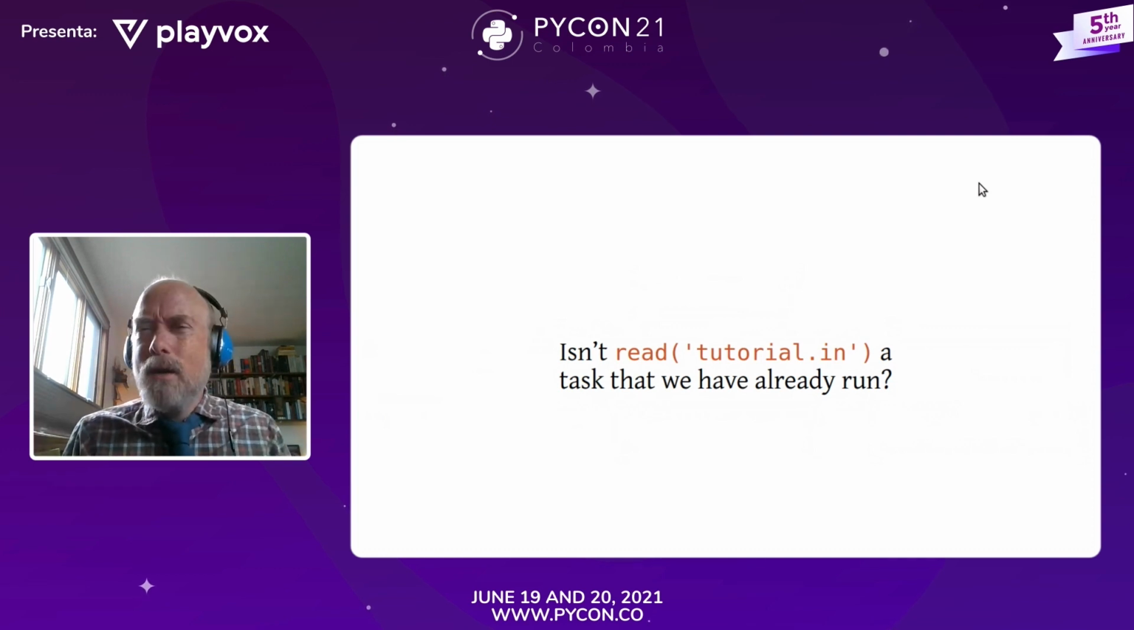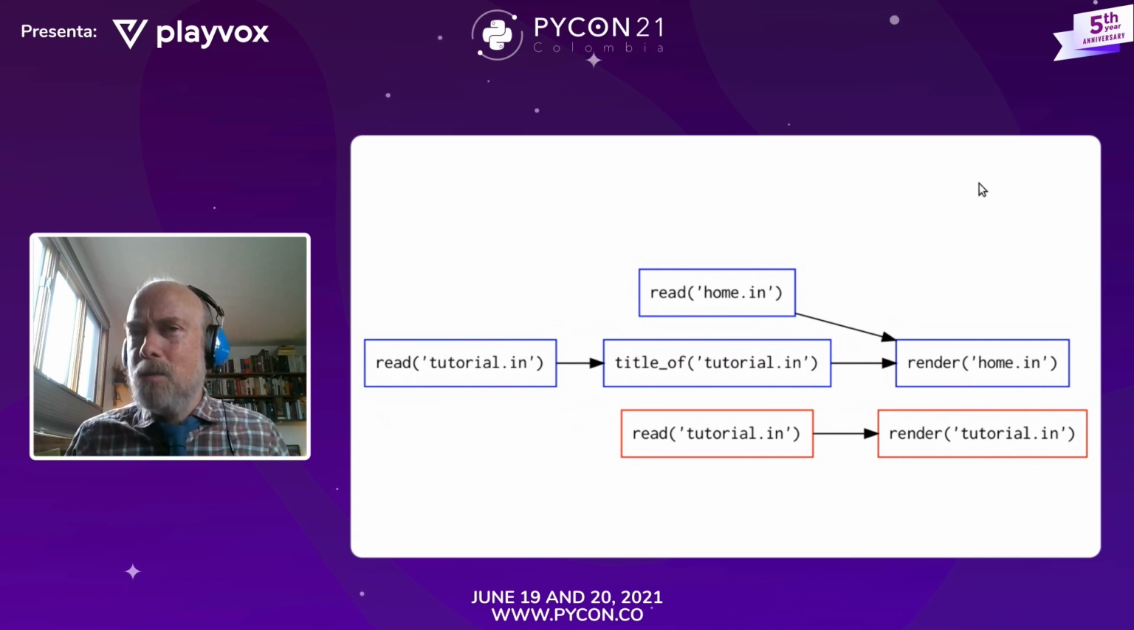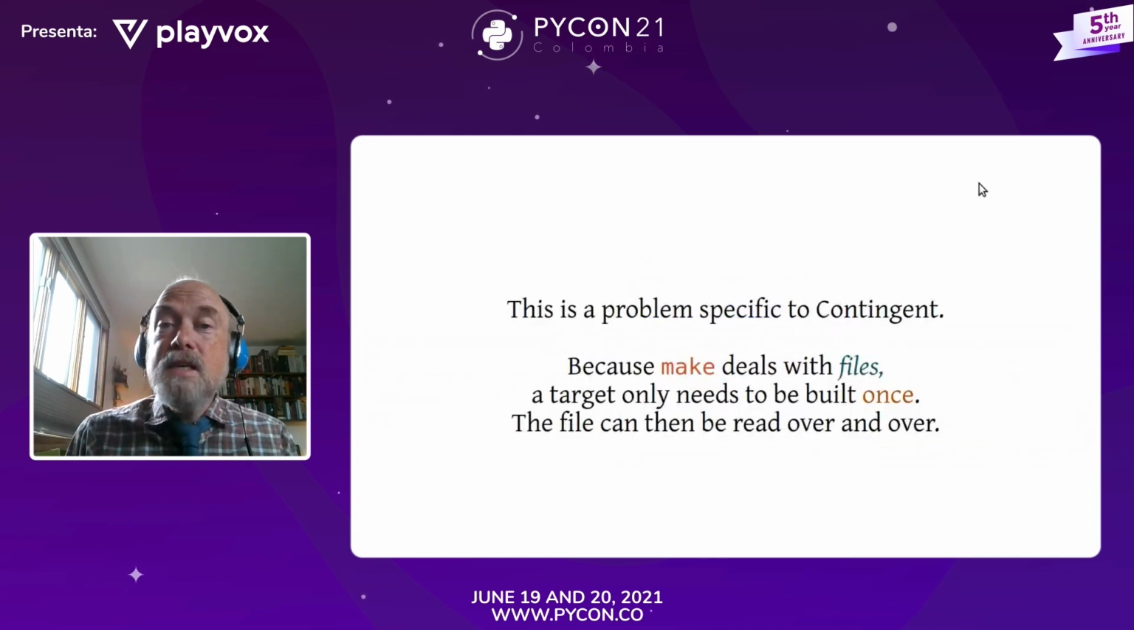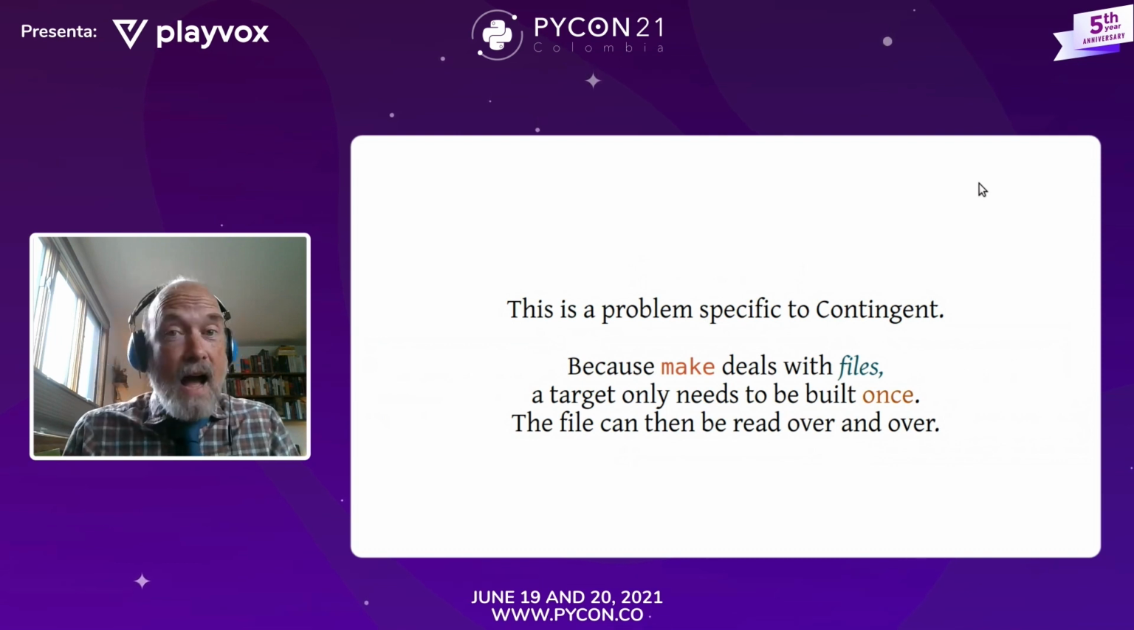Isn't read tutorial.in a task that we've already run? Yes, look over to the left. We've already called read tutorial.in once already. We're about to duplicate work. This is a problem specific to Contingent because make deals with files.